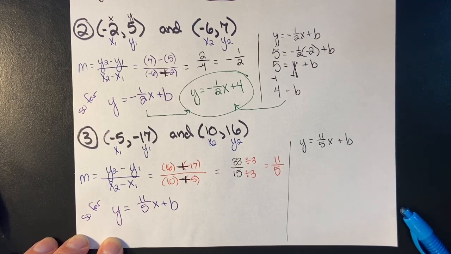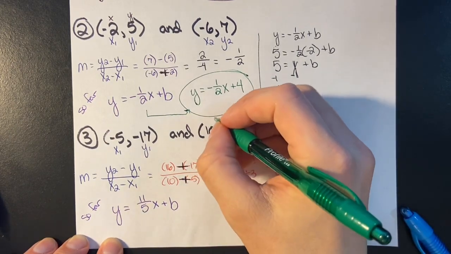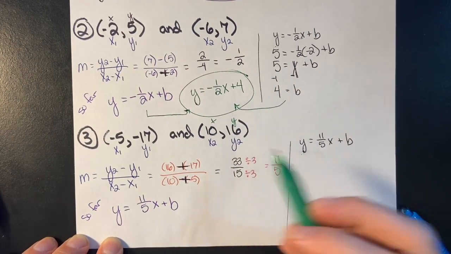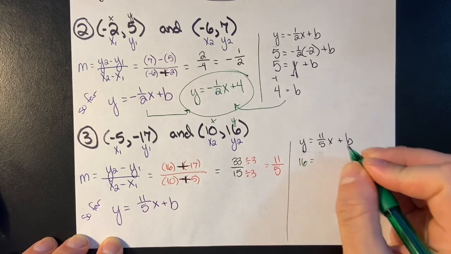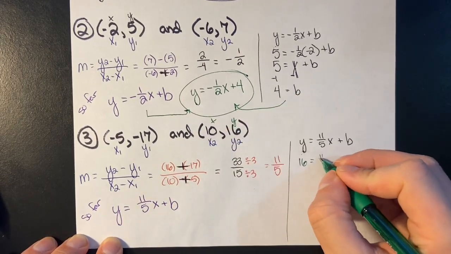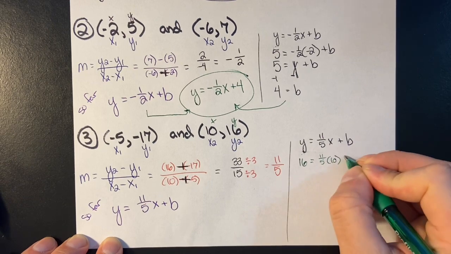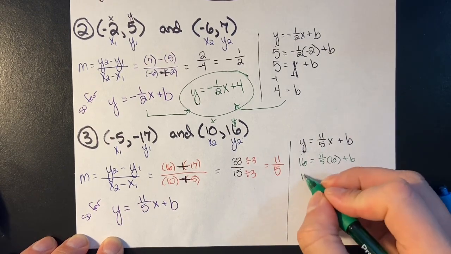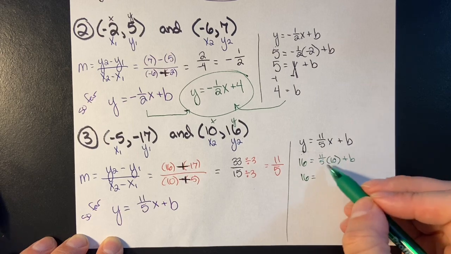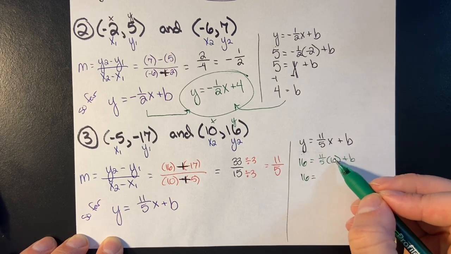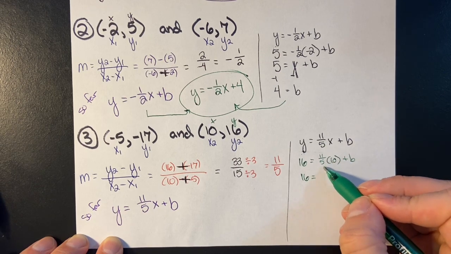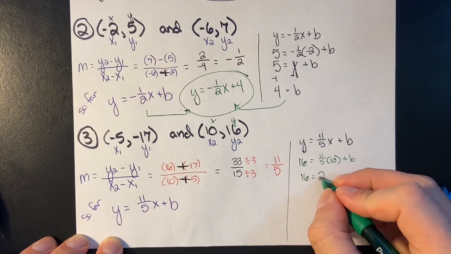I need to find b, so I'll go to one of my points, and this point is both positives, so I'll go with that. I'll label that xy. I'll replace the y with 16. I'll replace the x with 10. 11 over 5 times 10. Shortcut for doing a fraction times a whole number is you just take that whole number, divide it from the bottom, so 10 divided by 5 is 2, and then multiply that number to the top, 22.